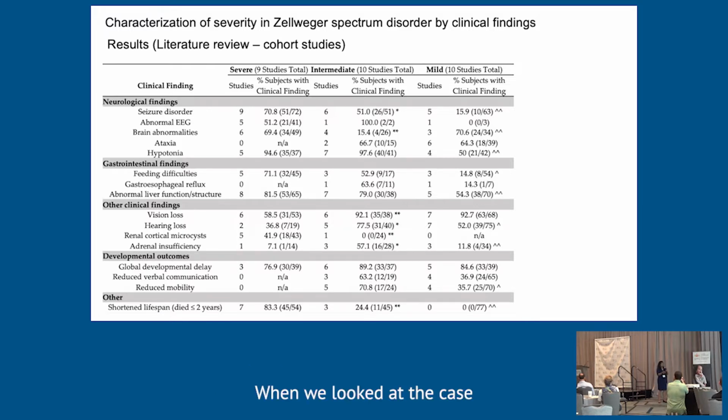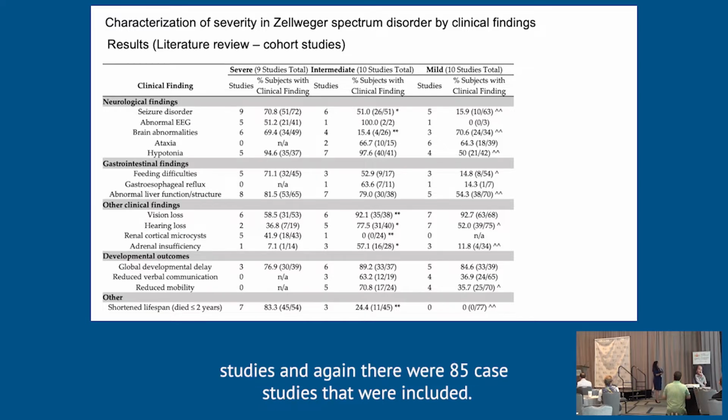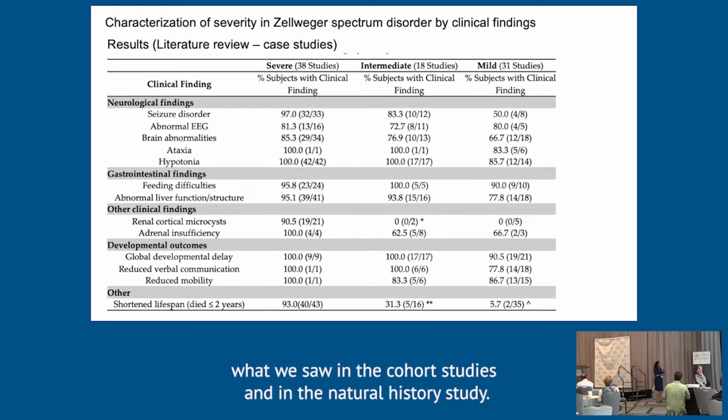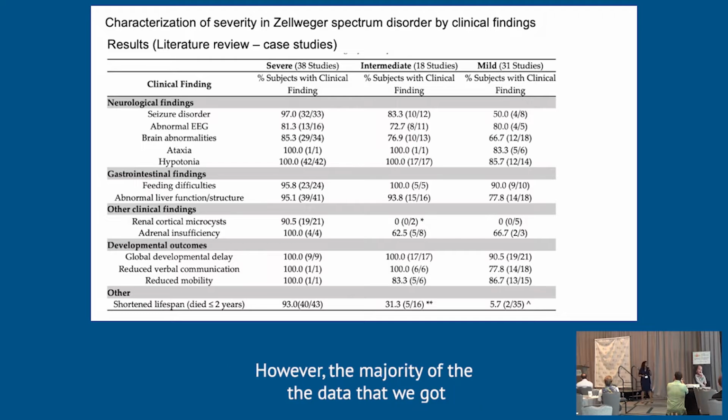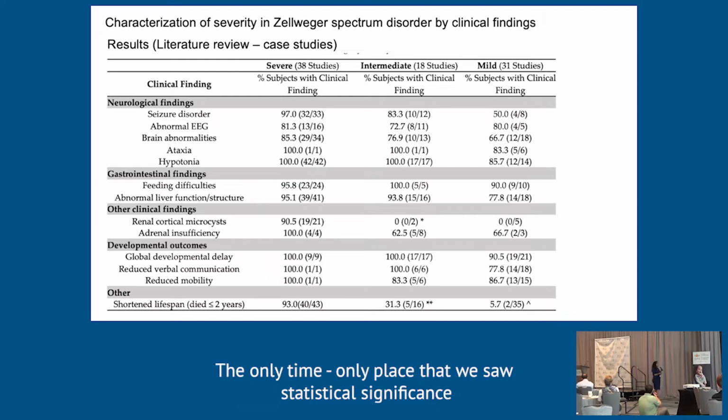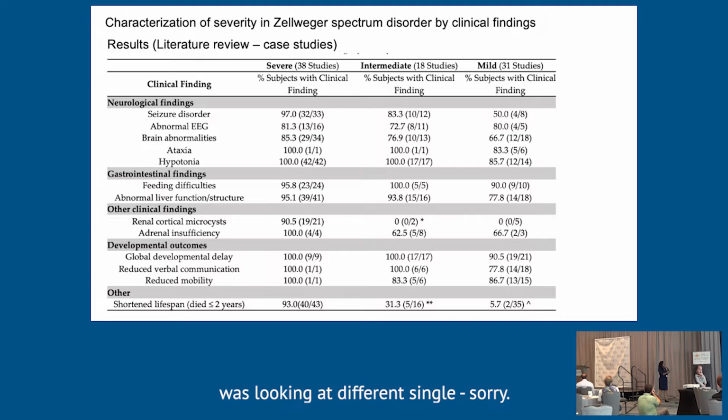When we looked at the case studies, and again, there were 85 case studies that were included, we saw trends that were similar to what we saw in the cohort studies and in the natural history study. However, the majority of the data that we got did not reach statistical significance. The only place where we saw statistical significance was looking at different, let's go back.